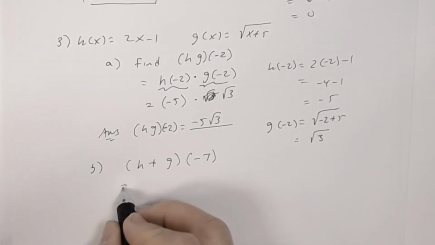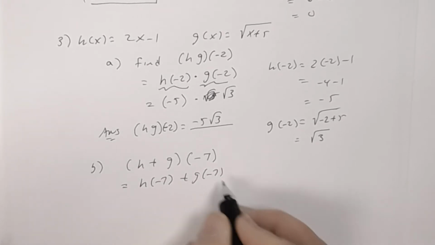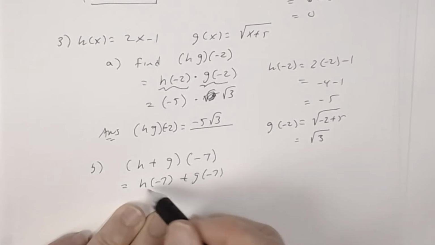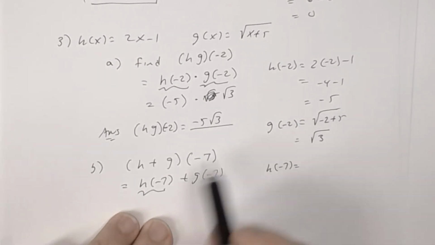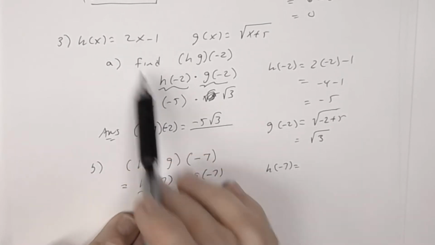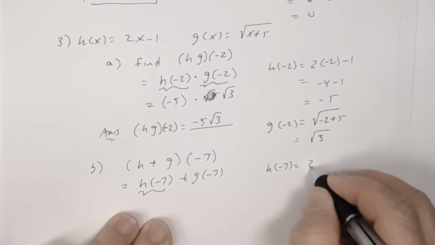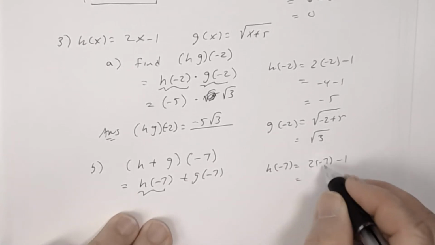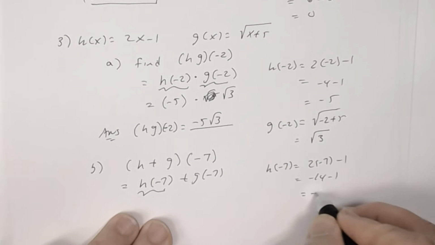All right, well, by definition, that means h of negative 7 plus g of negative 7, right? Okay, no big deal. So we got it so far. So then we got to go and find h of negative 7, right? So h of negative 7, then I go to my function h, which is here, and in place of x, I'm going to substitute negative 7. So I get 2 times negative 7 minus 1. So we multiply before we subtract, so order of operations, keep that in mind. So negative 14 minus 1 is a negative 15.